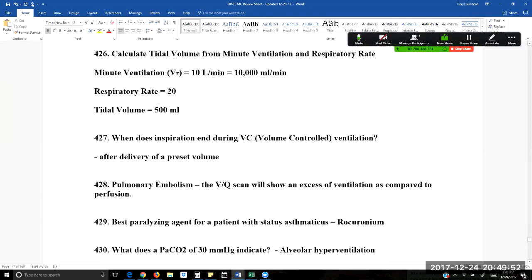All right. When does inspiration end in volume control ventilation? Well, inspiration ends after delivery of a preset volume. The definition of volume control ventilation is that a specific volume will be administered and then the breath simply stops, okay? Pressure control ventilation is different. There you're going up to a particular pressure. The breath ends when you hit that pressure, and there are other examples, but this has been showing up on the TMC exam. When does inspiration end during volume control ventilation? The answer is after delivery of a preset volume.